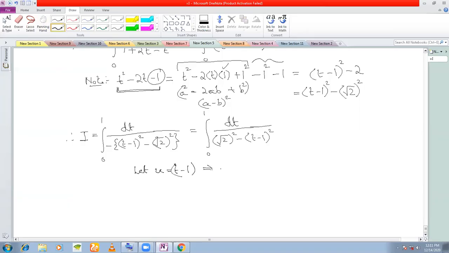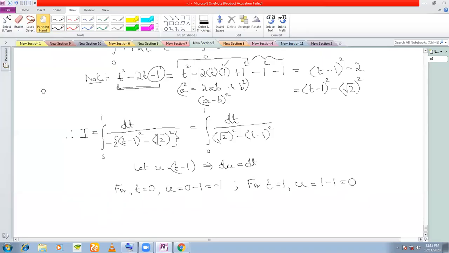That means what happens? You get du is equal to dt, right? So therefore, what does I become? And what about the limits? How will the limits change? If you put u is equal to t minus 1, for t is equal to 0, u is 0 minus 1, which is minus 1. For t is equal to 1, u is equal to 1 minus 1, which is 0. So the limits change to minus 1 to 0.